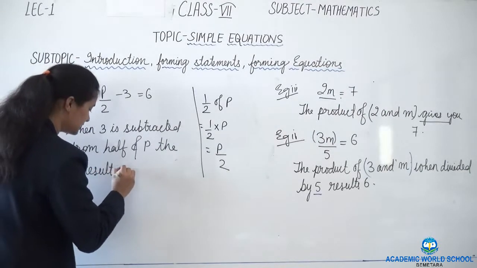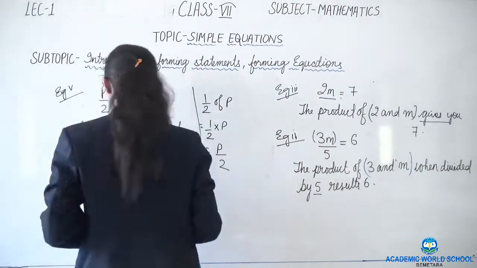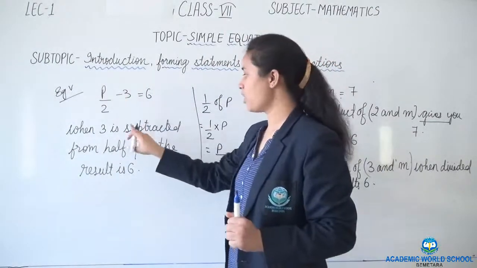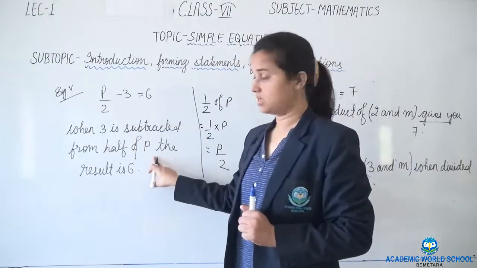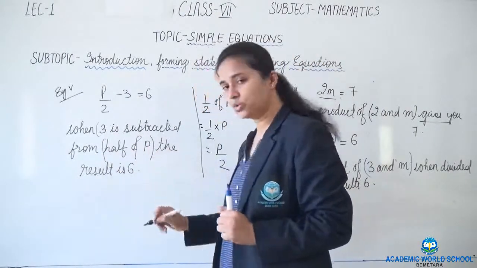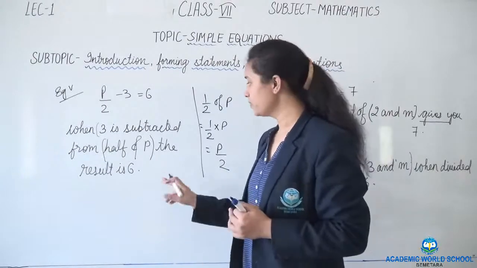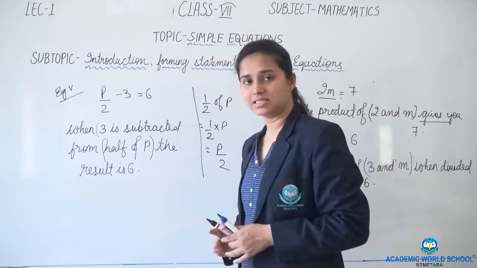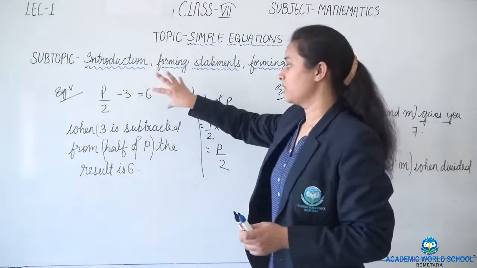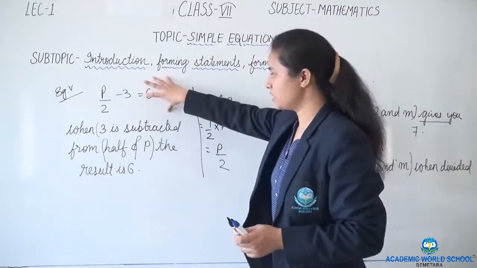The result is 6. Check your answer. When 3 is subtracted from half of p, 3 is here subtracted from half of p, which means p upon 2. Half means 1 by 2. The result is 6. So with this, what we understood? To form the statements from the equations.